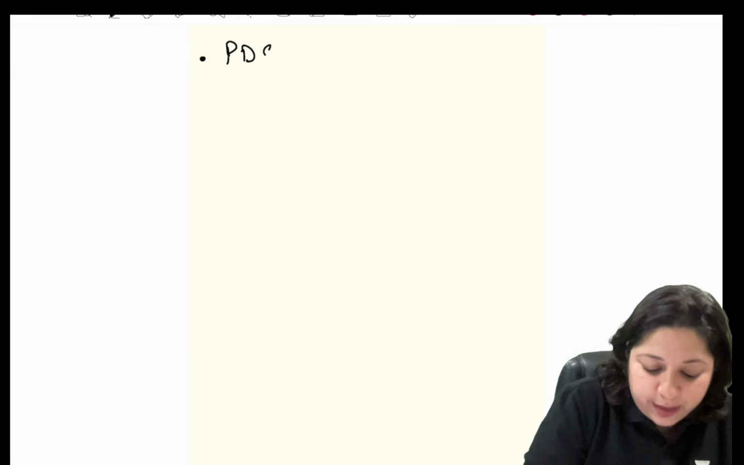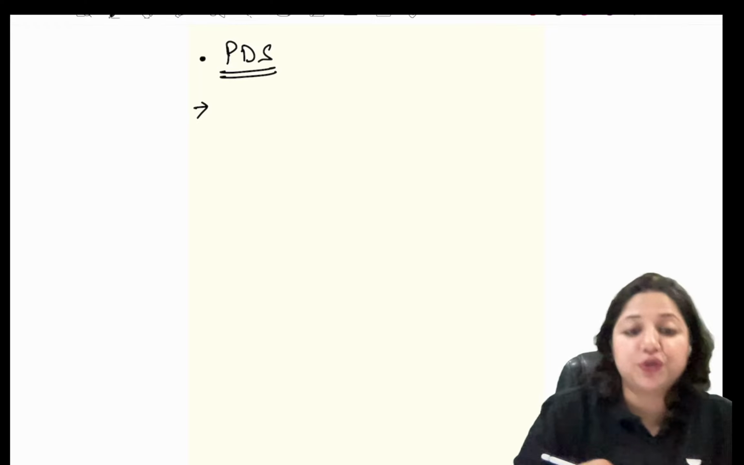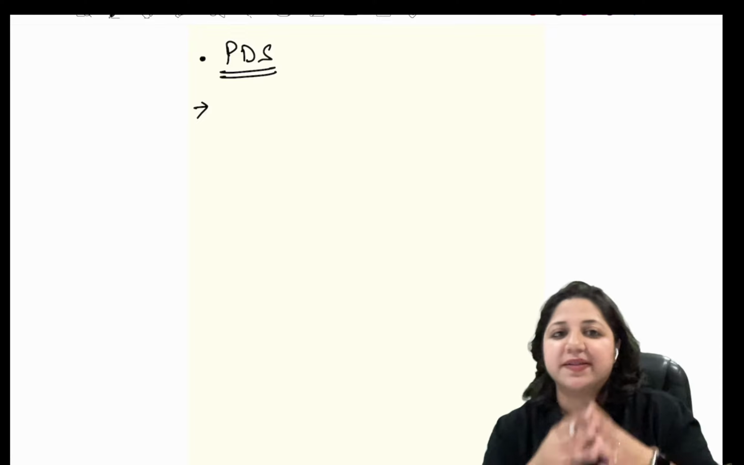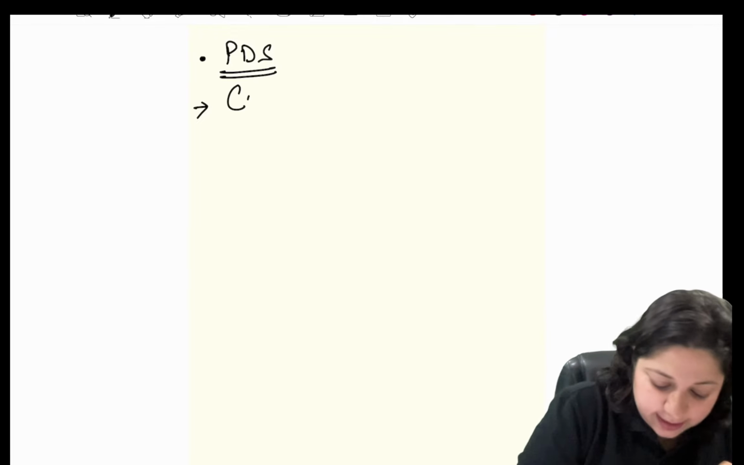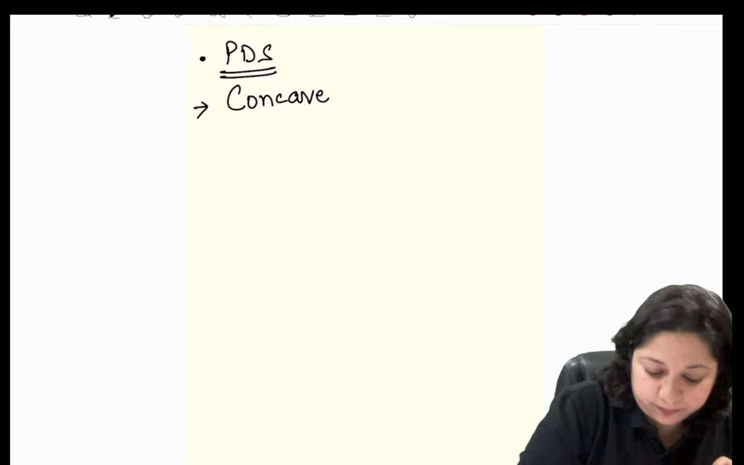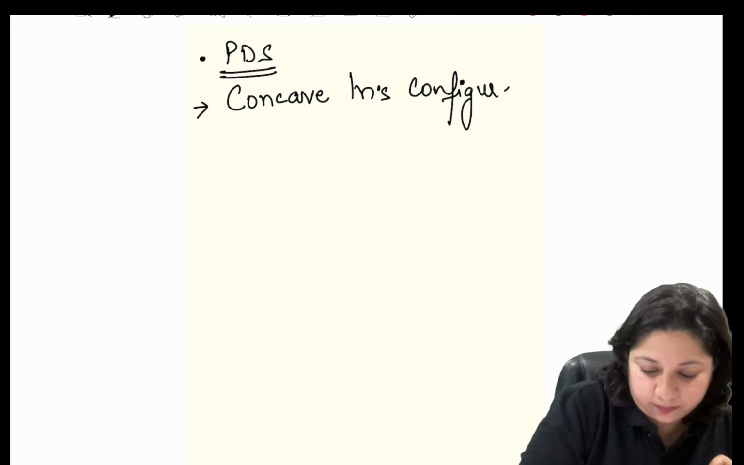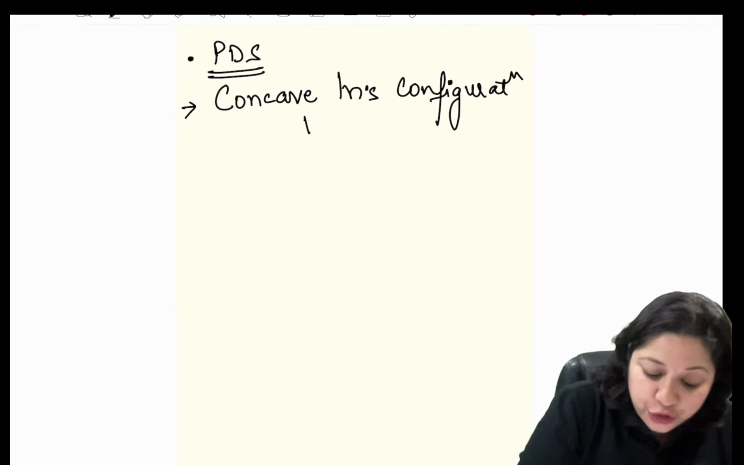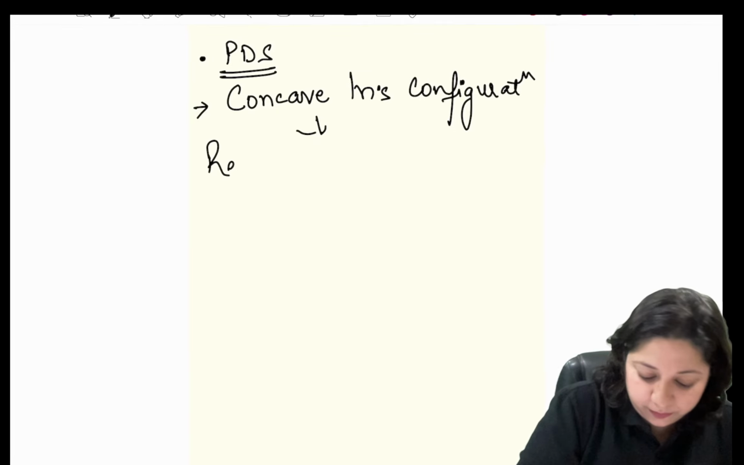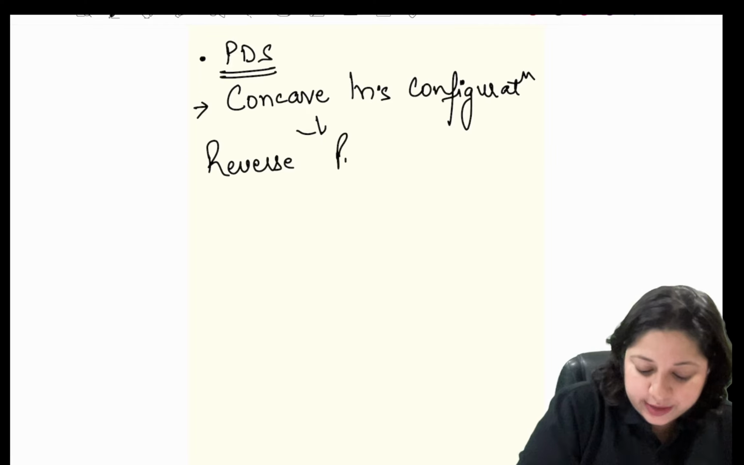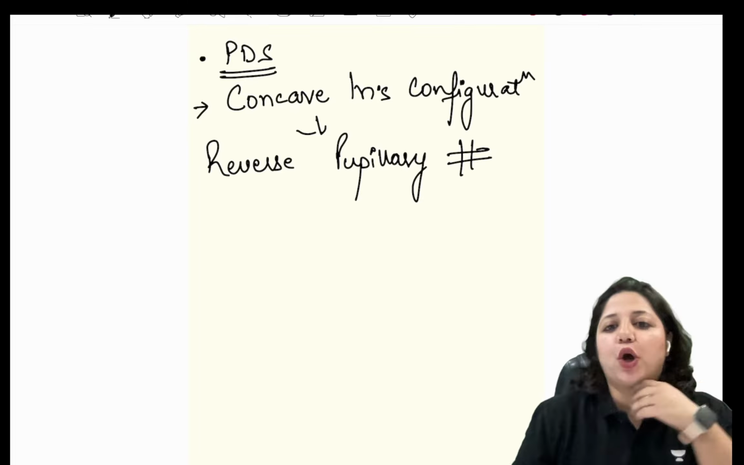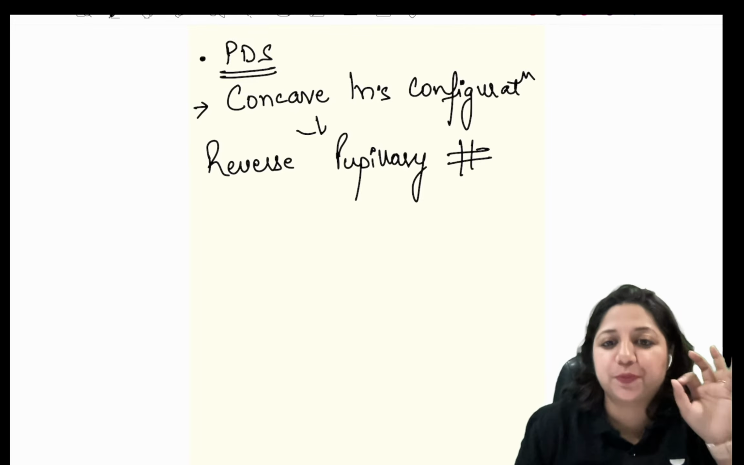So whenever we talk of pigment dispersion syndrome, the first thing that should strike in your mind is, what is the configuration of the iris in pigment dispersion syndrome? Tell me. It is a concave iris configuration, giving you a reverse pupillary block.